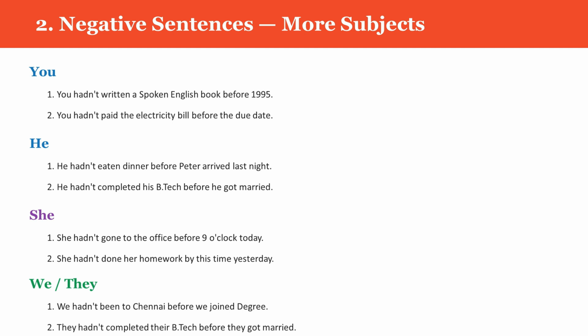We hadn't been to Chennai before we joined degree. They hadn't completed their B.Tech before they got married. Remember, the structure is always the same. Subject, hadn't, and then the past participle of the verb.